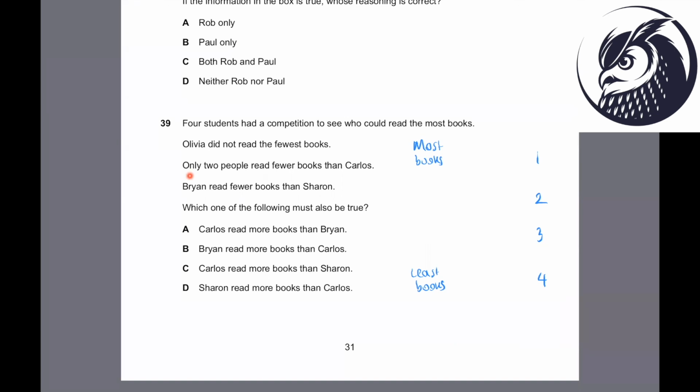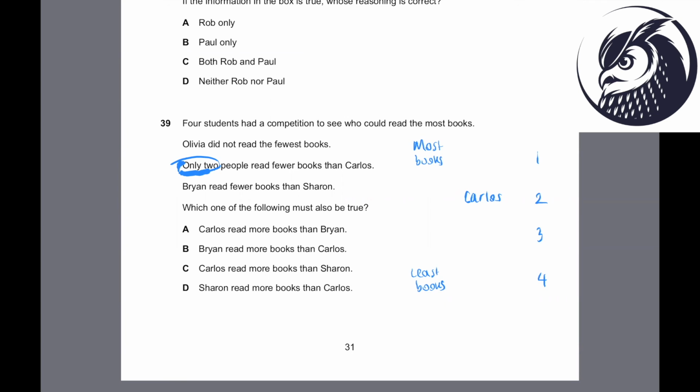Let's have now a look at the second condition. It says only 2 people read fewer books than Carlos. So doesn't that mean that Carlos has to be in the second position, because only 2 people, position number 3 and position number 4, read fewer than him? So we know for certain that Carlos was number 2 in the amount of books read.